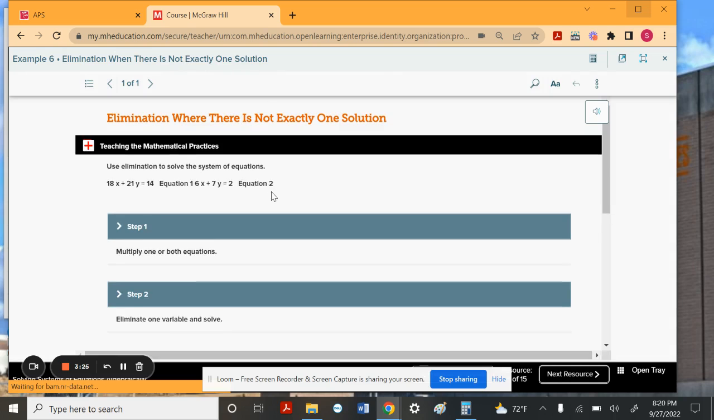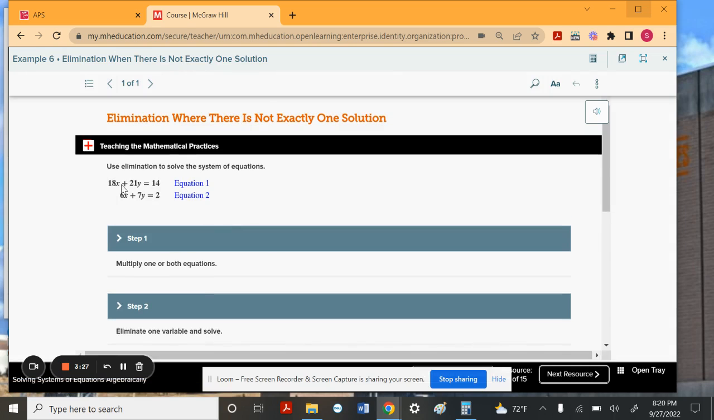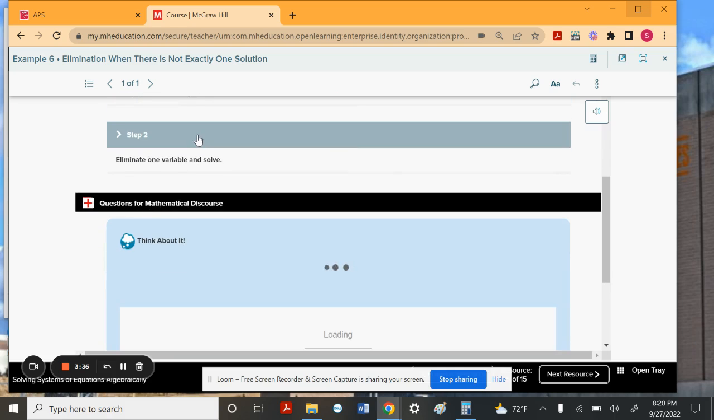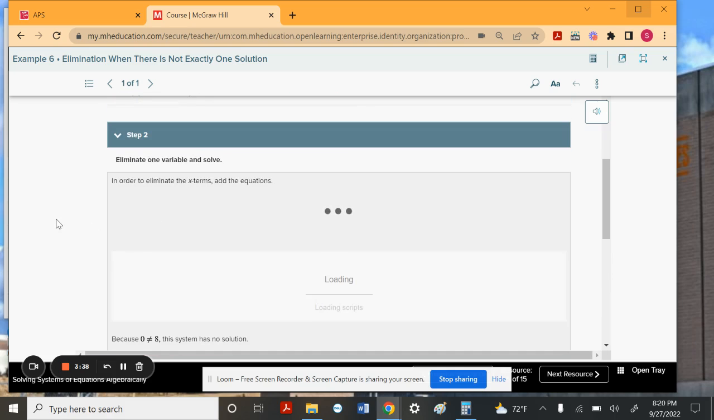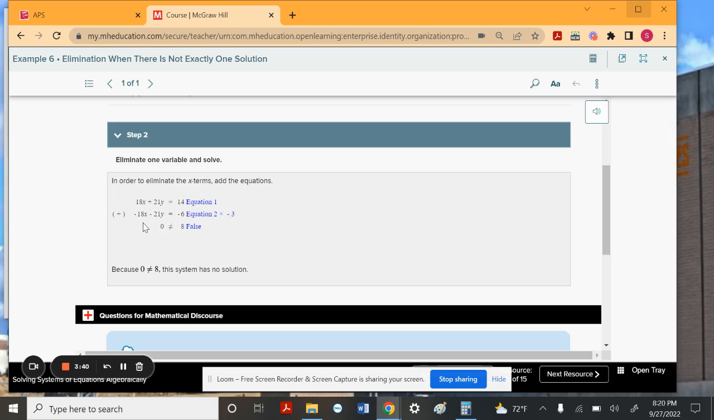And then finally, an elimination when there's not exactly one solution. So you kind of see what happens if everything cancels out. It depends on what happens at the very end. So notice here, if we were to do it all, we end up with 0 is not equal to 8. So therefore the system has no solution. So we can kind of get an idea of what's going on with all these different ones as we go through it.